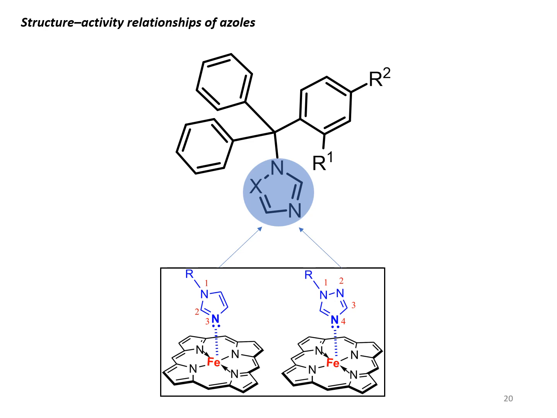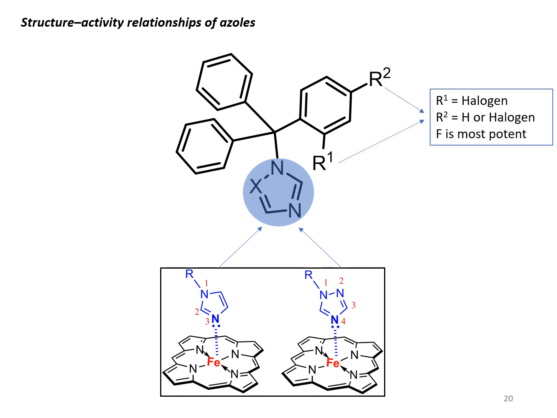As for the rest of the drug, which is bound to nitrogen number 1, SAR studies have shown that the most potent azoles have 2 or 3 aromatic rings, where at least one needs to be mono or disubstituted with lipophilic groups, in particular halogens. The potency is best when the halogen is a fluorine.